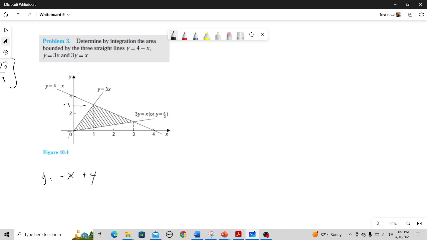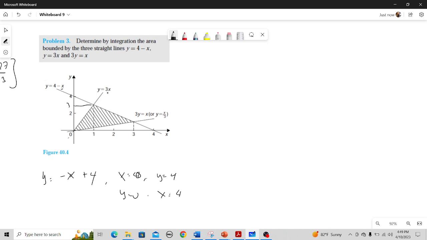So you can do it also by setting values. When x is equal to 0, y is equal to 4, and when y is equal to 0, x is equal to 4. So you can plot this line.